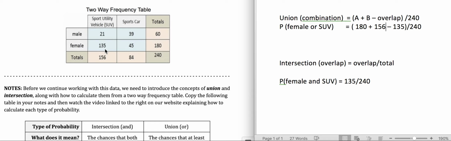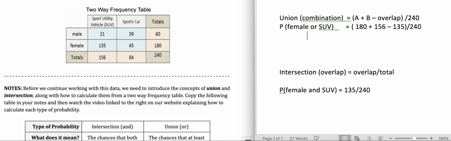If you don't notice, that 135, I counted twice by accident, right? That's included if I'm identifying myself as a female, or if I'm preferring an SUV. We can't have this number count twice. That's going to throw off our data. And that's why we have to subtract the overlap over here. This 135 counted twice. So I need to subtract that.